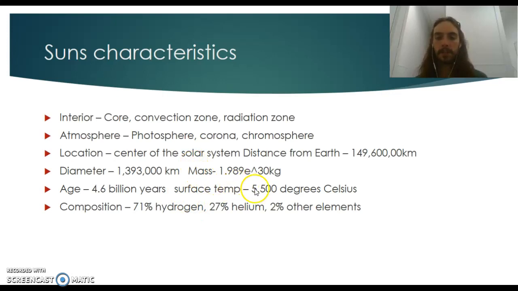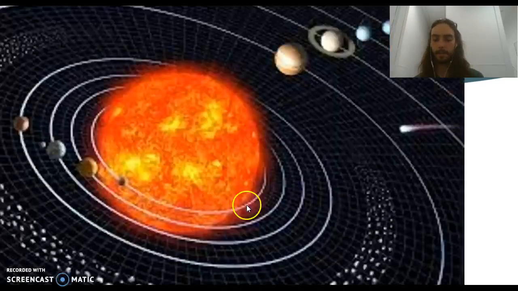The surface temperature is about 5,500 degrees Celsius, which is hotter than Fahrenheit. Remember that? The composition of the sun is around 71% hydrogen, 27% helium, and 2% other elements, such as iron and silica. Remember, stars are mainly hydrogen and helium, and you need a lot of hydrogen to have the fusion process go on. One of the products of hydrogen fusion is helium, so that's why we have extra helium in there.